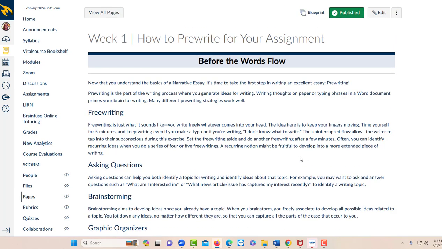How to pre-write for your assignment. There are different ways in which you can pre-write. Pre-writing is part of the writing process where you generate ideas for writing. Writing thoughts on paper or typing phrases in a Word document primes your brain for writing. Many different pre-writing strategies work well. So here are some different ways in which you can pre-write your paper.